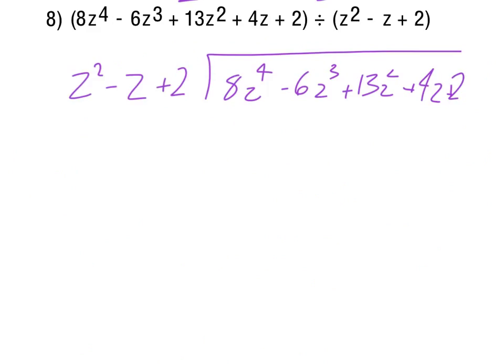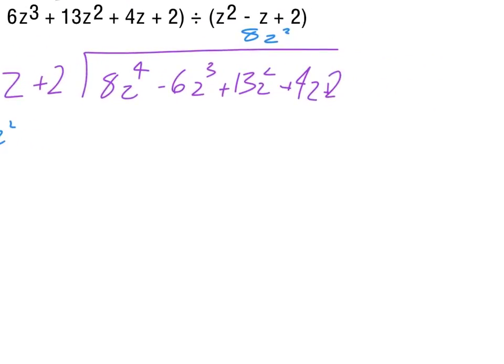Then for our final problem, we have a polynomial divided by a trinomial. Again, doesn't change our process. We still go through all the same steps. But we begin by dividing the 8z to the 4th by the z squared. So that gives me 8z squared. So I go up here. I need to find the product of the 8z squared and the z squared minus z plus 2.